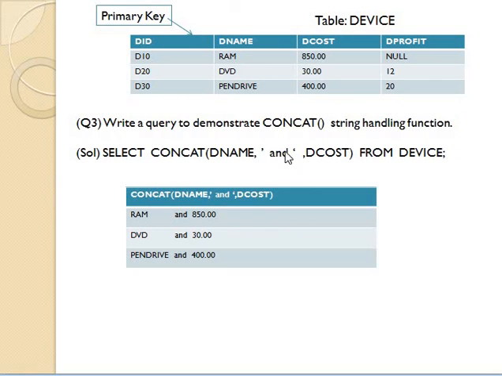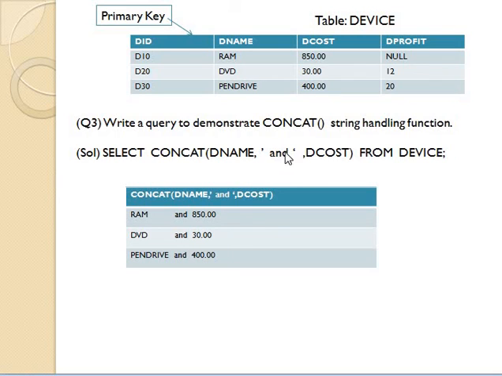And again, since the second argument is AND, I shall add this string AND to each of the entries of the dname column. So AND shall be added to the entry RAM, AND shall be added to the entry DVD, and also AND shall be added to the entry pen drive. This gives RAM and, DVD and, and pen drive and into the output table.